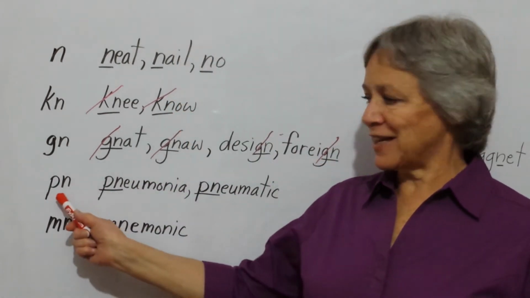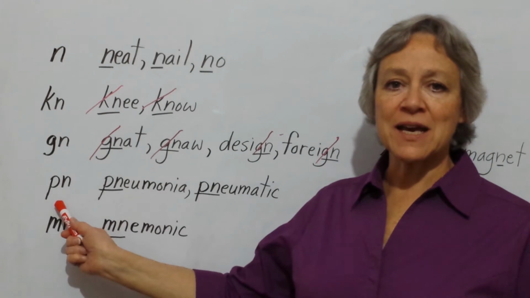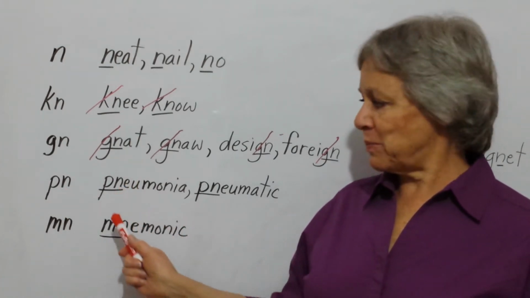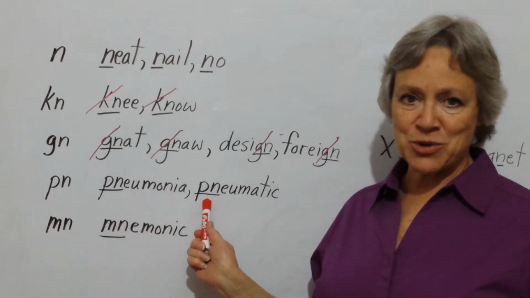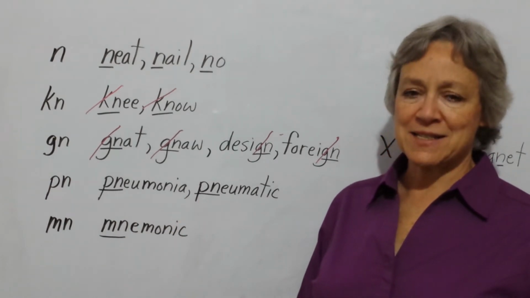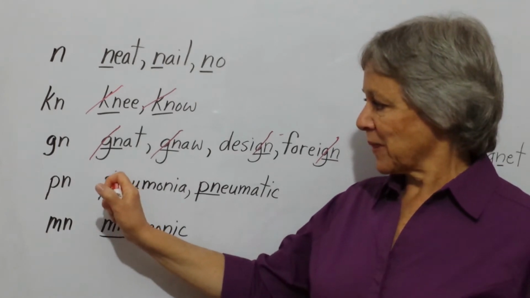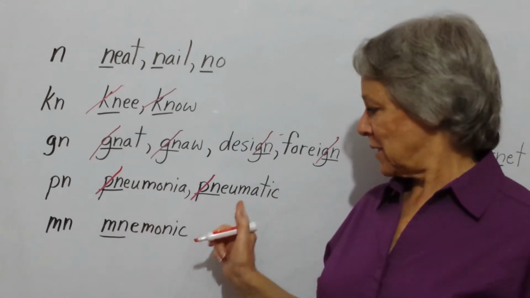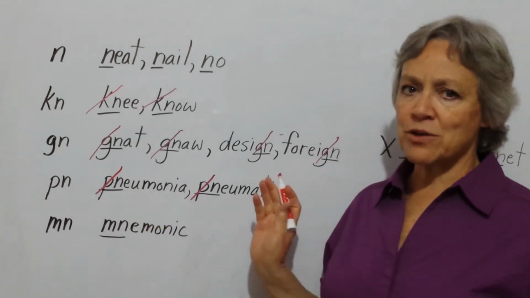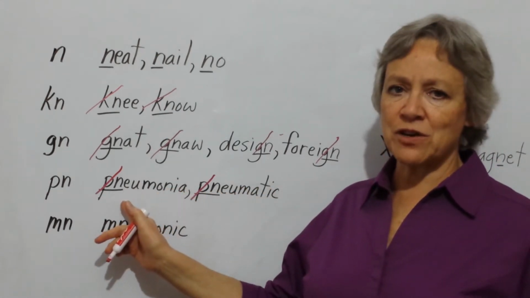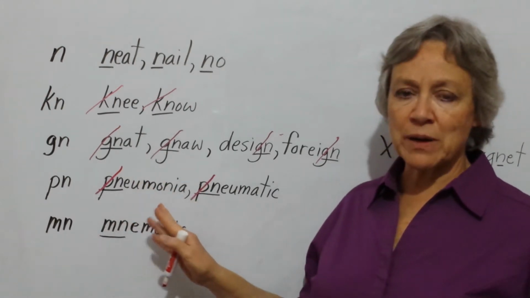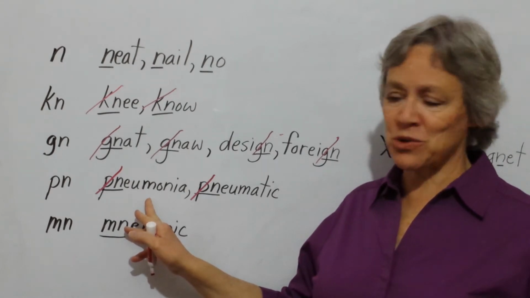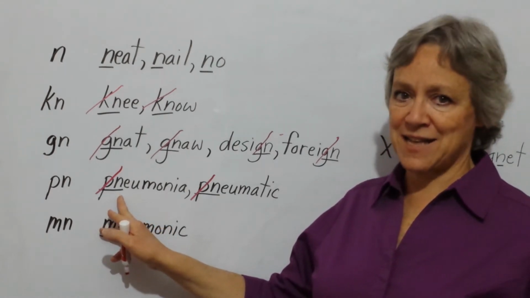In some words, the letters PN make the N sound. And this occurs actually at the beginning of words. So when PN begins a word, we get the N sound. So the letter P is silent. This is pneumonia and pneumatic. There are also other words that begin with PN, but they're not very common, so I wouldn't worry about them. This one is probably the most common. Pneumonia begins with the N sound.